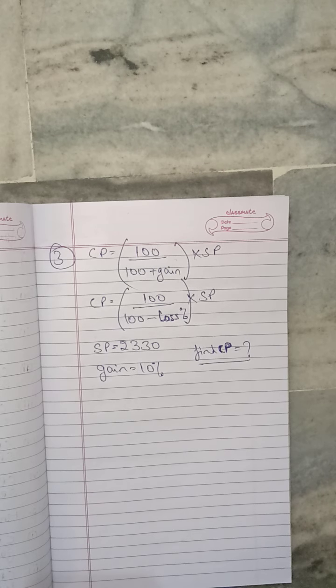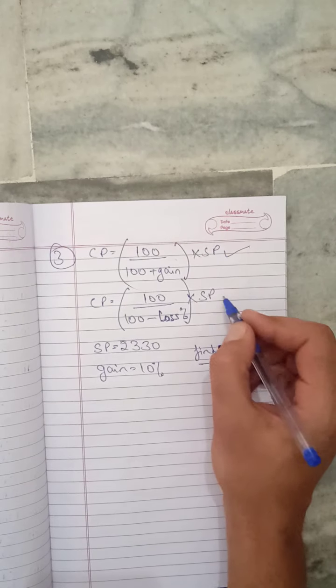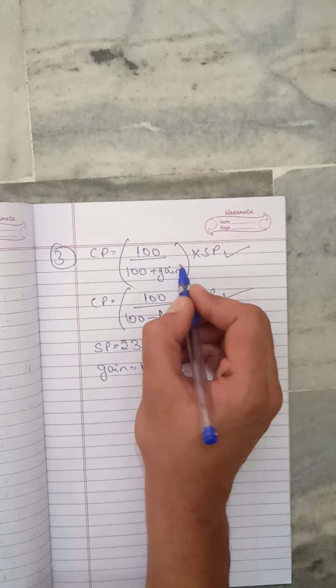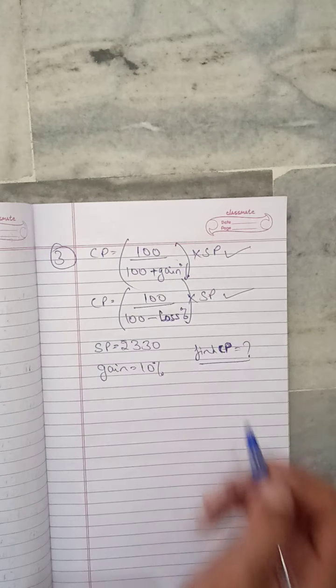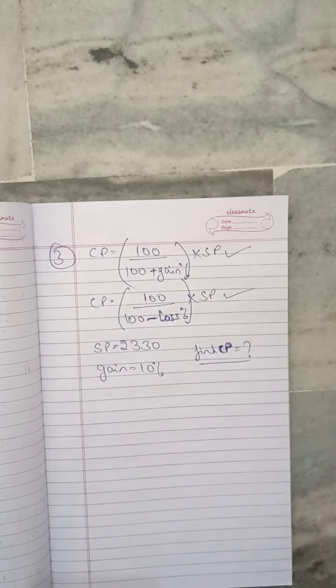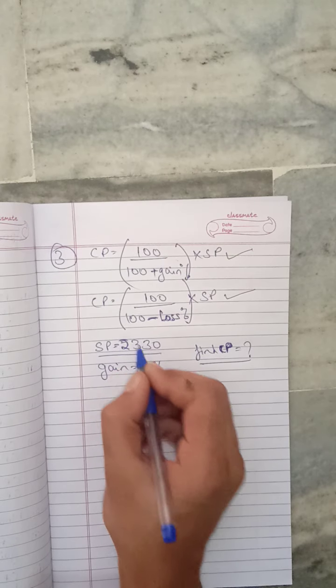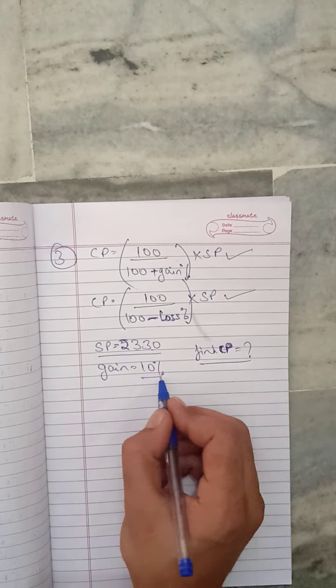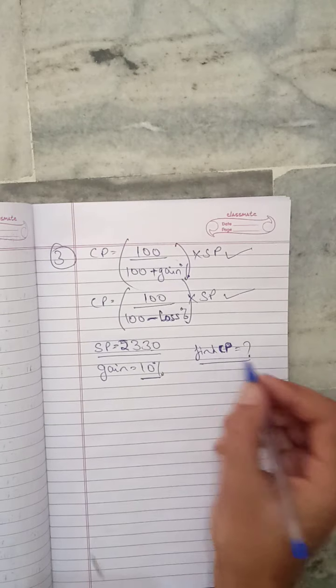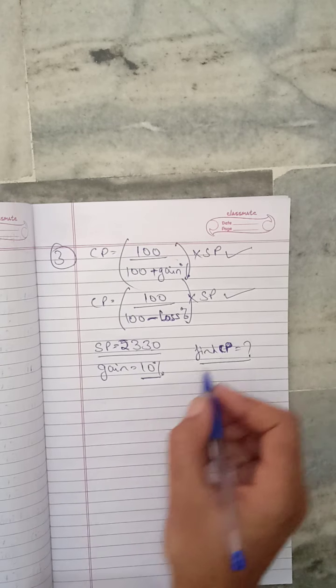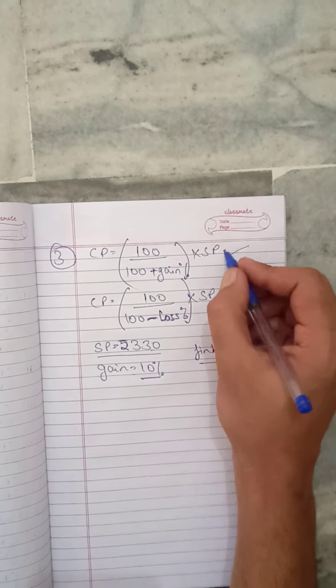In the third kind of question, we have to find the cost price. As you all know, the formula for the cost price, these two are the formulas. When gain is there, we will add. When loss is there, the negative sign is there. Now in the question, SP is given rupees 330. Gain is given 10%. We have to find the CP. Which formula will we use? The gain formula, the first one.